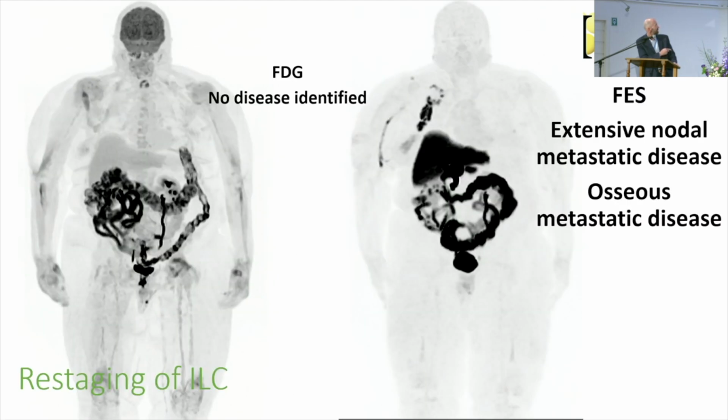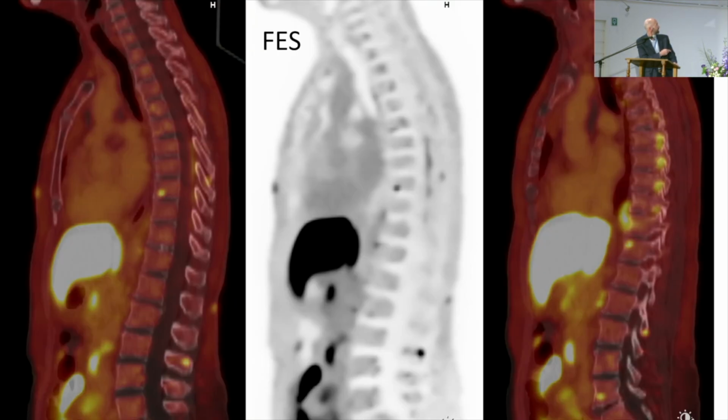Another case showing extensive nodal disease that wasn't seen on FDG. And this case is interesting not so much for this bone met or this skin met here, but because it showed the leptomeningeal disease in the spine. And you can see the disease going through the nerve roots, the neural foramen. And I haven't really seen other PET agents to date show something this clearly in the leptomeninges. So that was a good case to show that this is potentially possible.